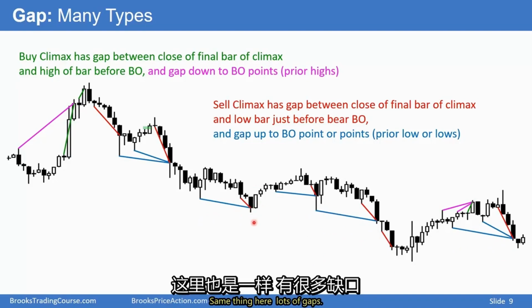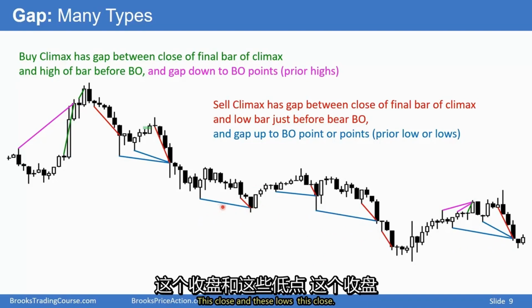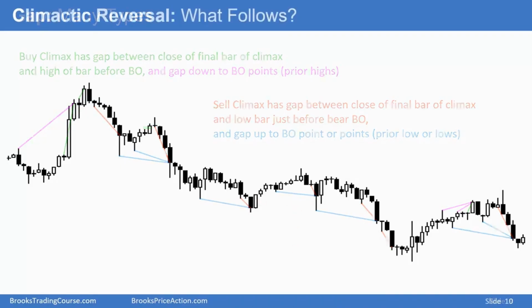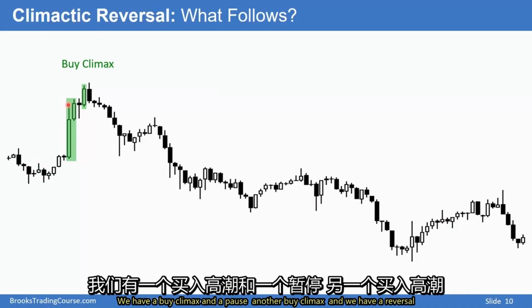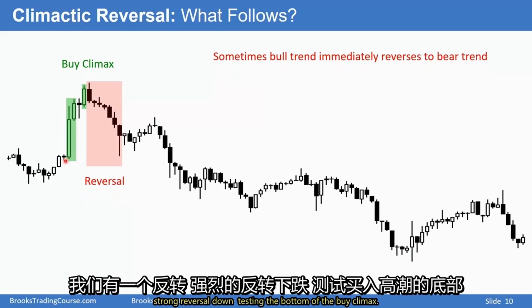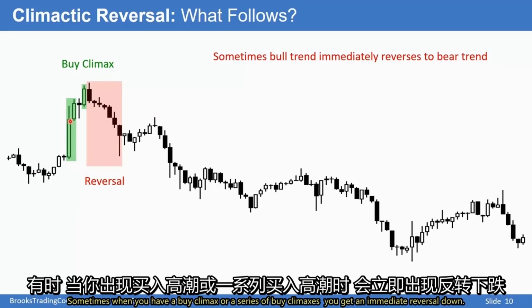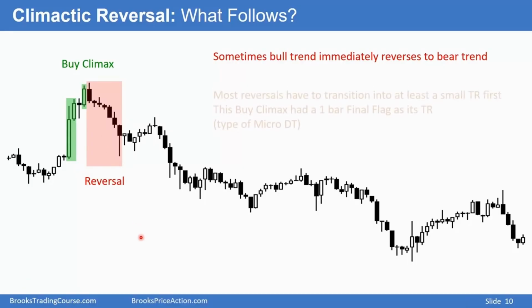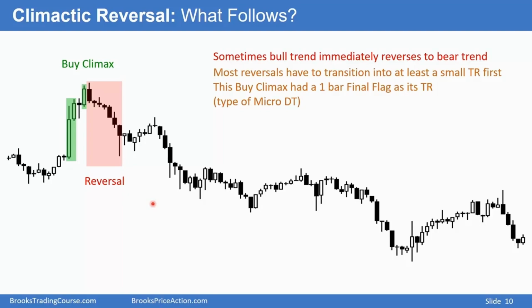Same thing here, lots of gaps. This close and these lows, this close. We have a buy climax and a pause, another buy climax, and we have a reversal. Strong reversal down, testing the bottom of the buy climax. Sometimes when you have a buy climax or a series of buy climaxes, you get an immediate reversal down.